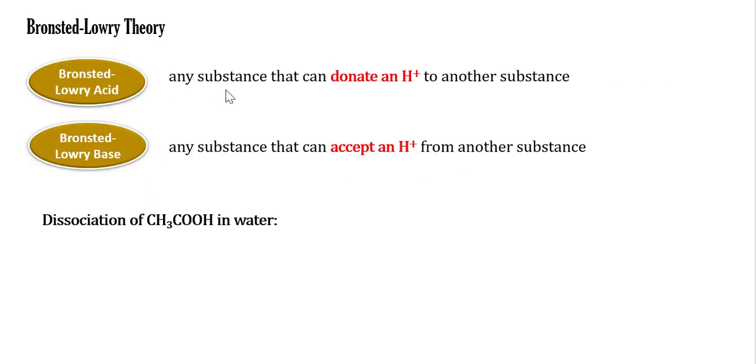A Bronsted-Lowry acid is any substance that can donate a hydrogen ion to another substance, while a Bronsted-Lowry base is any substance that can accept a hydrogen ion from another substance. For example, let's have a look at the dissociation of acetic acid in water.